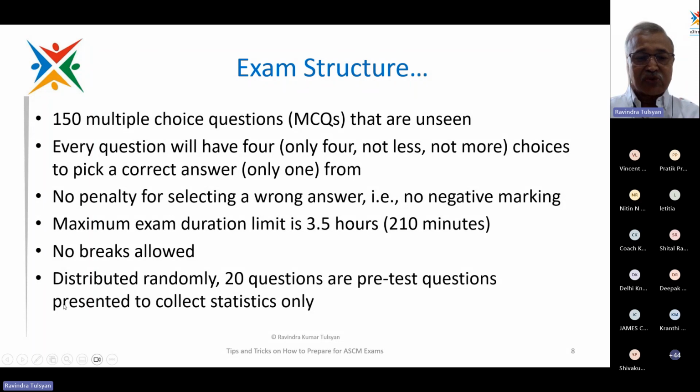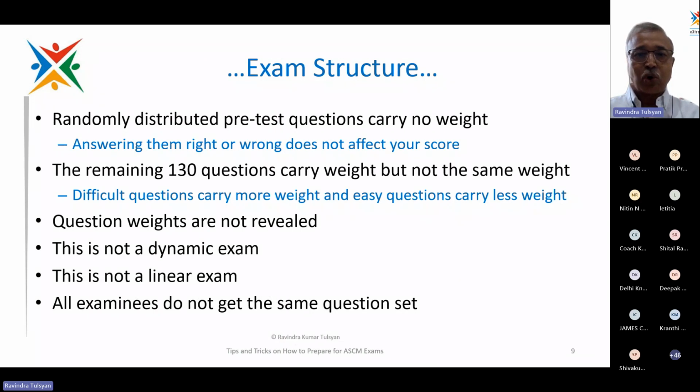There are 20 questions distributed randomly, which we call pre-test questions, out of this 150. Those are presented only to collect statistics, so they don't carry any weight. Whether you answer these questions right or wrong does not affect your score. The remaining 130 questions carry weight, but not the same weight. Difficult questions carry more weight, easy questions carry less weight, but these weights are not revealed. You will not know which questions carry how much weight, and you will also not know which are the pre-test questions and which are the main questions.